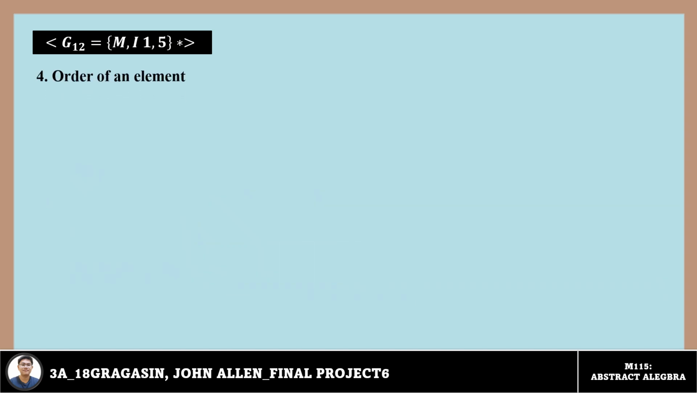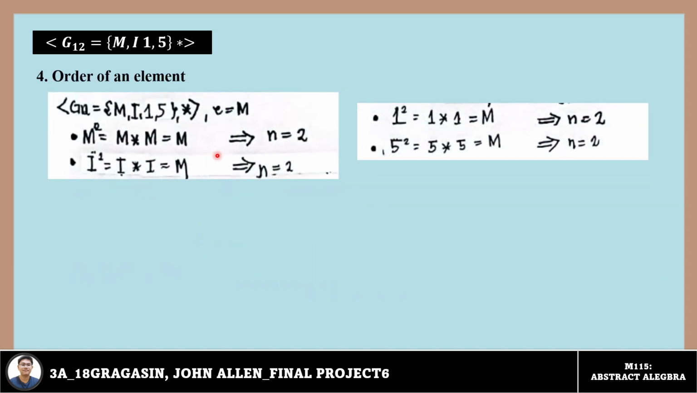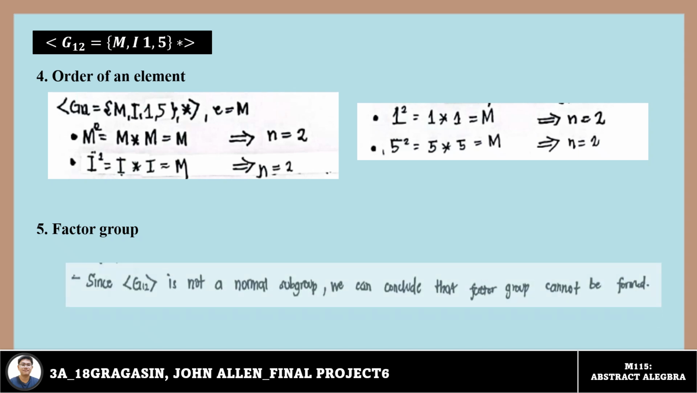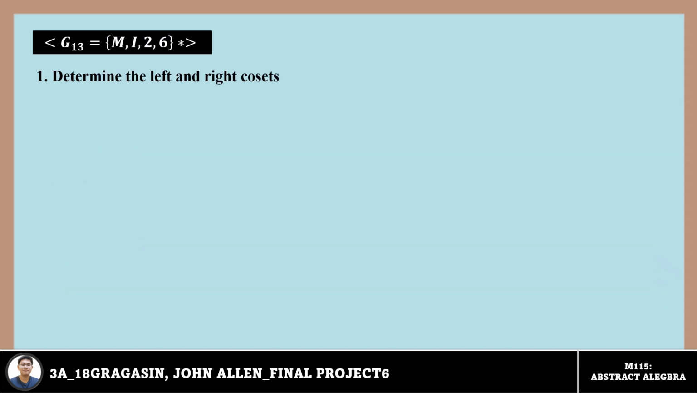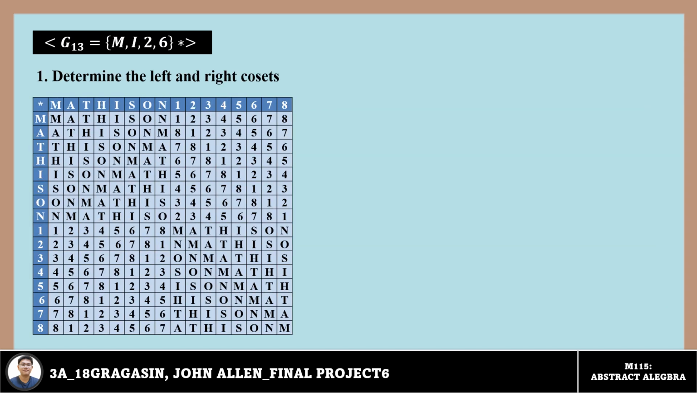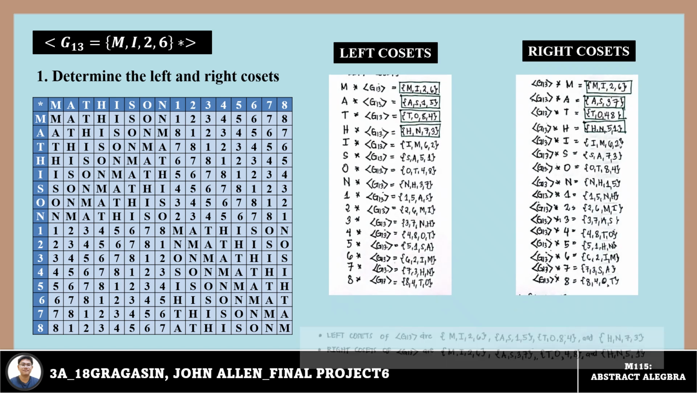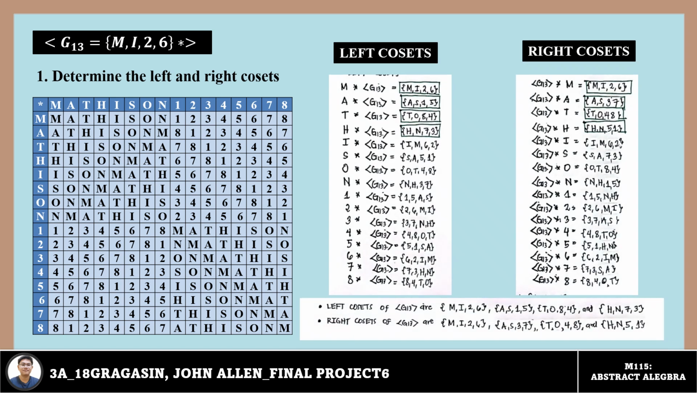And then for our order of an element, for the element M, we have 2, element I, we have 2, and then element 1 is 2, and then element 5 is 2. And then for factor groups, since subgroup G sub 12 is not a normal subgroup, therefore the factor group does not exist.